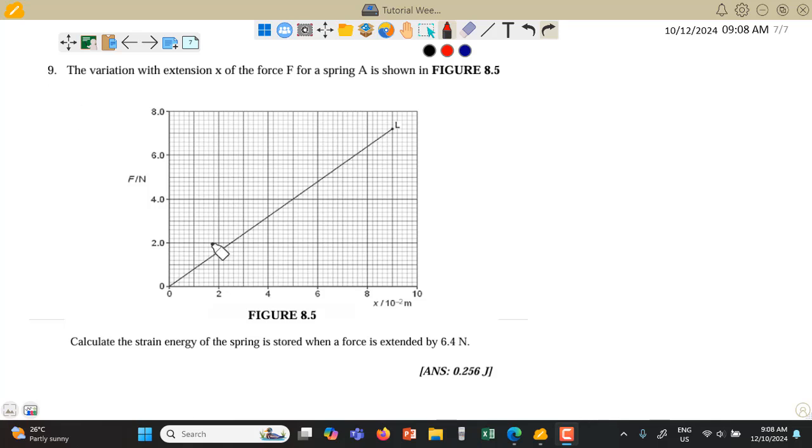So class, question 9. By referring to figure 8.5, we are given a graph of the variation of extension with the force F for a spring A. So we would like to calculate the strain energy of the spring that's stored when the force is extended by 6.4 Newton.